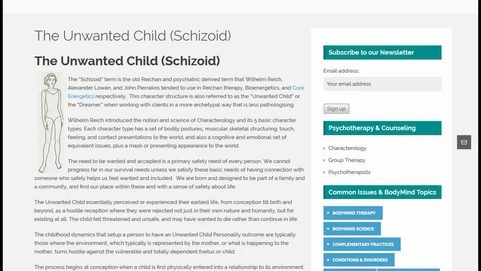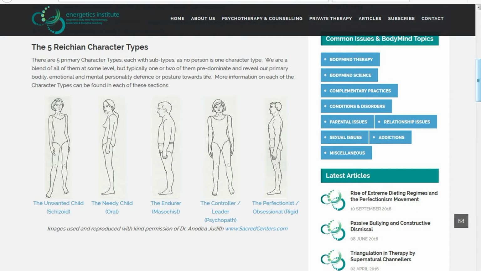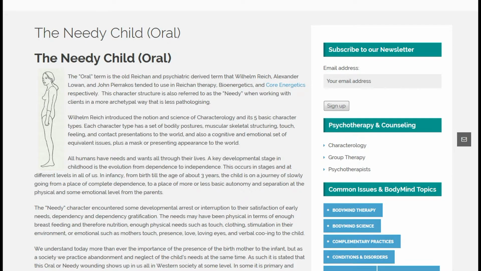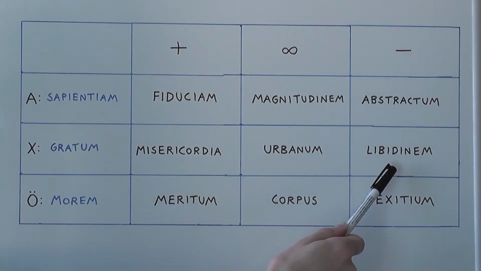Since I am a relatively healthy abstractum, I feel I have to speak for my type so that psychologists don't make erroneous assumptions about us. So the big flaw here is that the descriptions describe several different types and lump them together. I'll do a quick survey of the descriptions of the other types as well. The oral or needy child merging pattern seems to be a mixture of misericordia and libidinum.